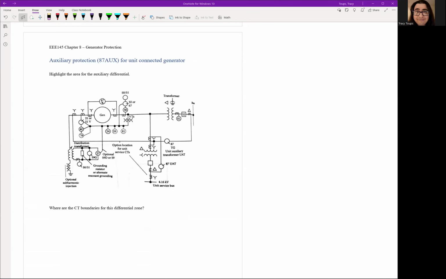Okay. The third differential relay you'll see in the unit connected generator is the unit auxiliary transformer relay. So you have an 87UAT. This will cover the auxiliary transformer.